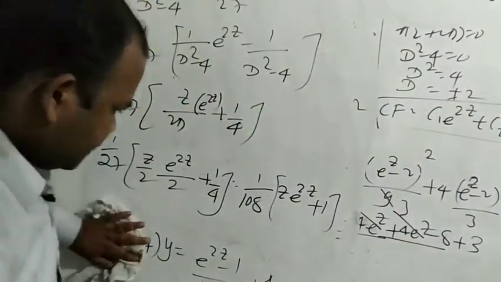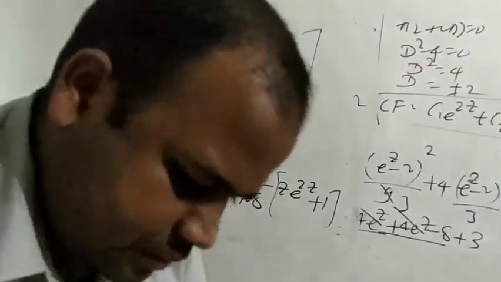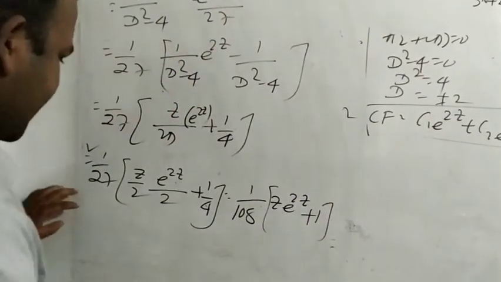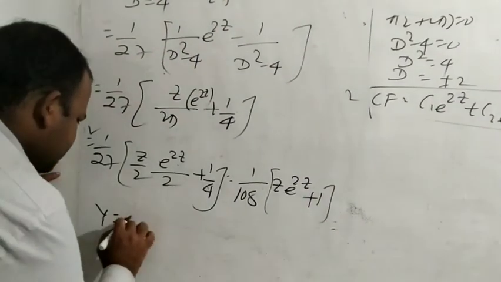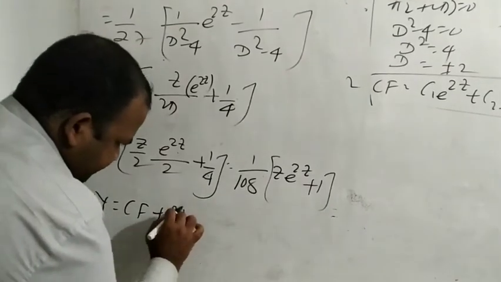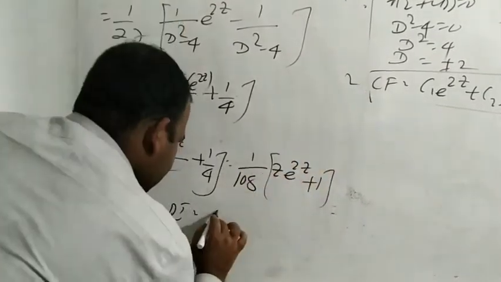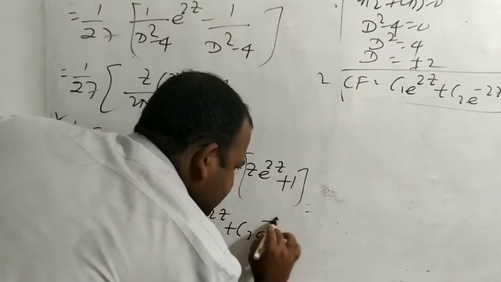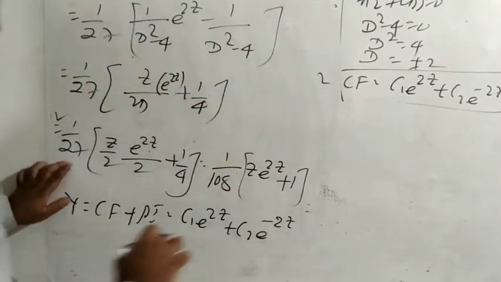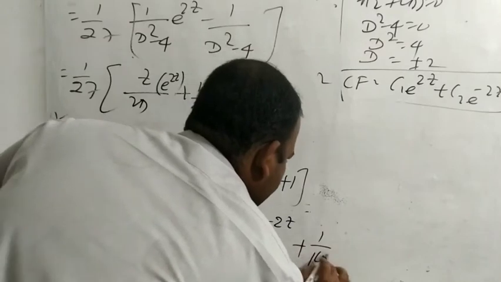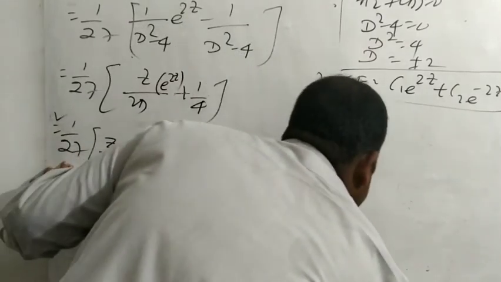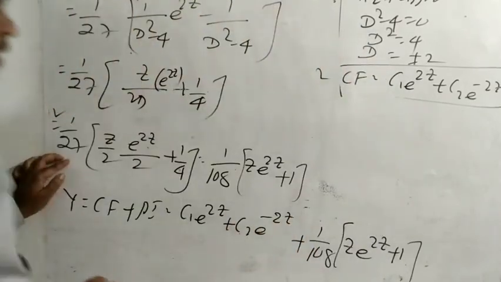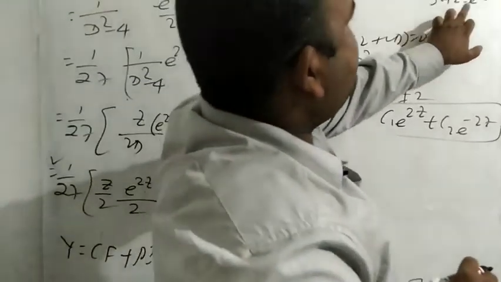So this is CF and this is PI. So this is y equals to CF plus PI. So what is CF? C1 e raised to 2z plus C2 e raised to minus 2z. What is PI? So this is 1 upon 108, z e raised to 2z plus 1. Okay. So this is 3x plus 2 equals to e raised to z.